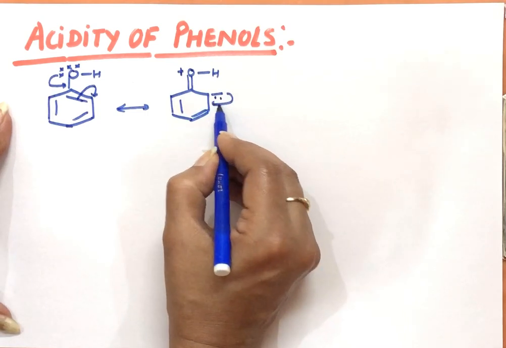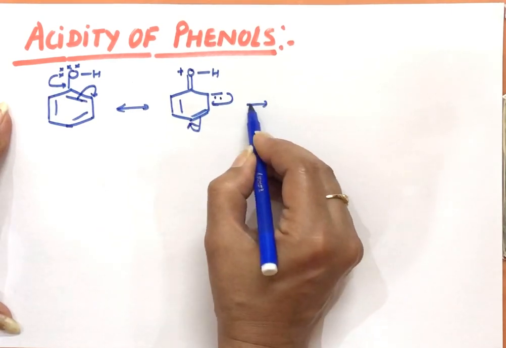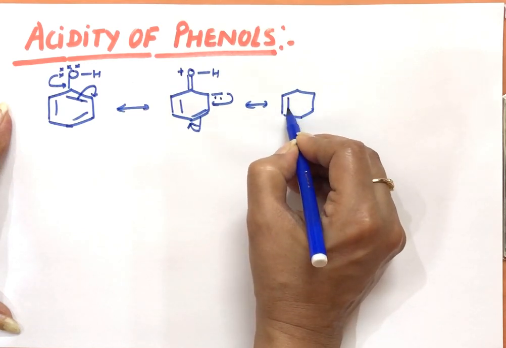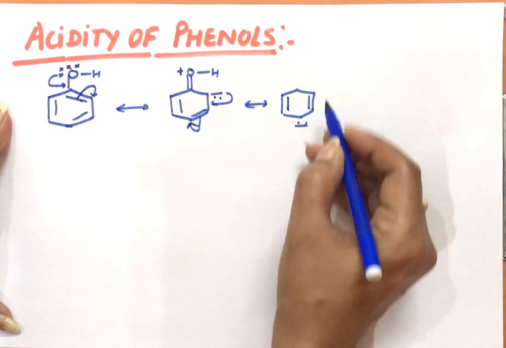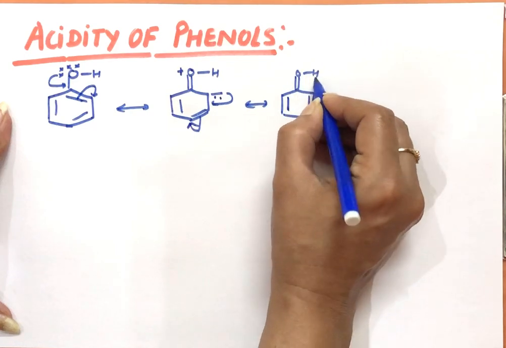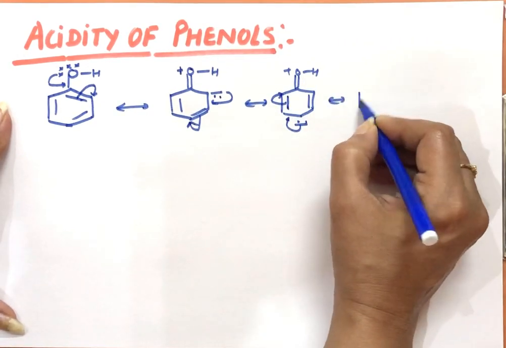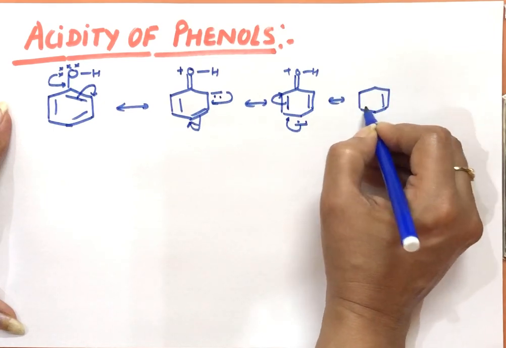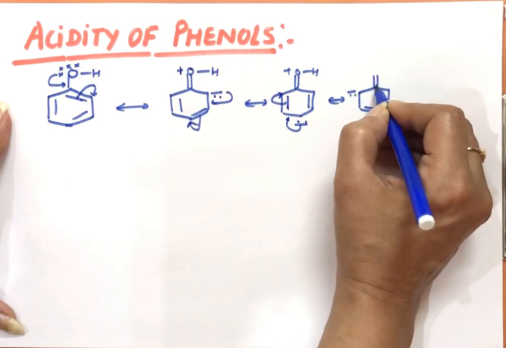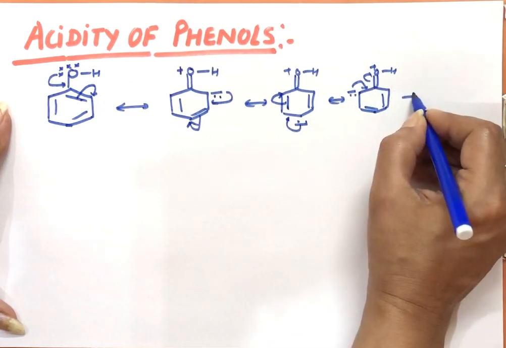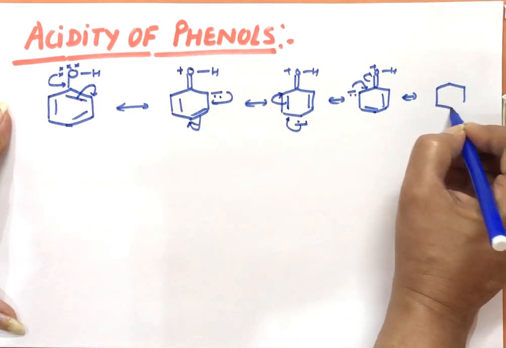Now this will move here, this will come here. We know these resonating structures already, we have done this. So here we have a bond, and the negative charge will come here. Now this will move here, and this bond will come out on the carbon. So here we have a negative charge now. And in the last structure, the lone pair on the oxygen atom comes back.